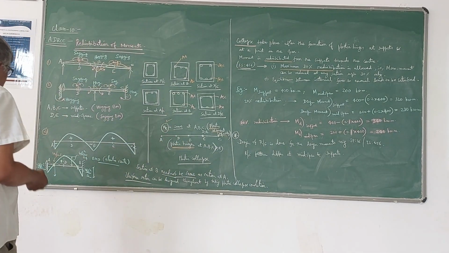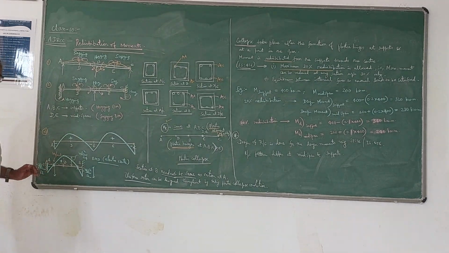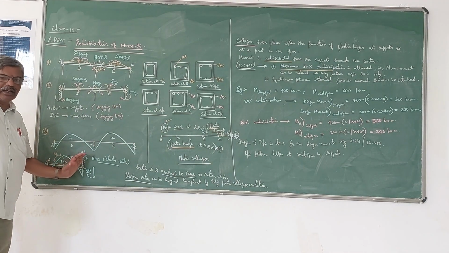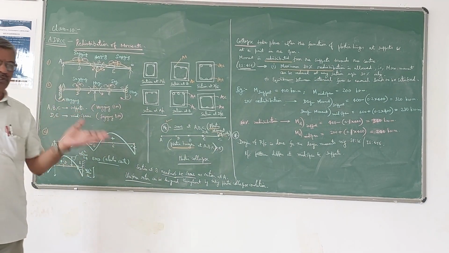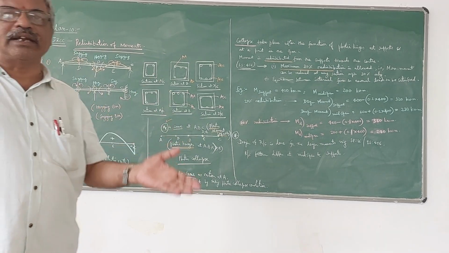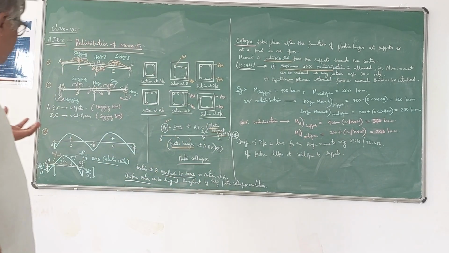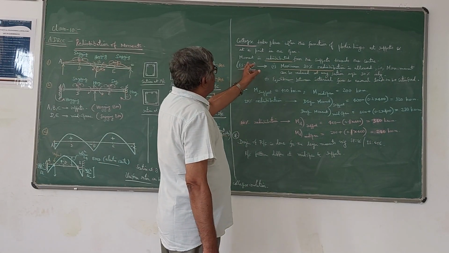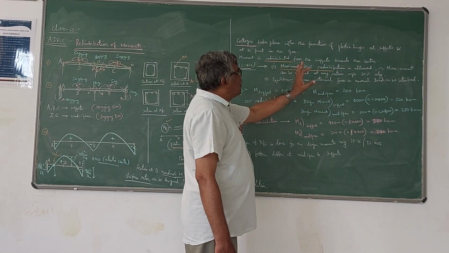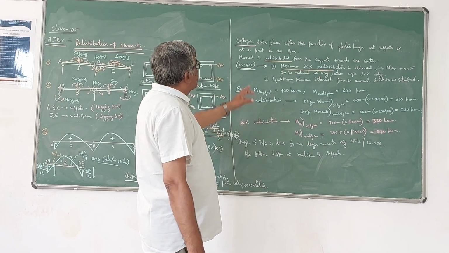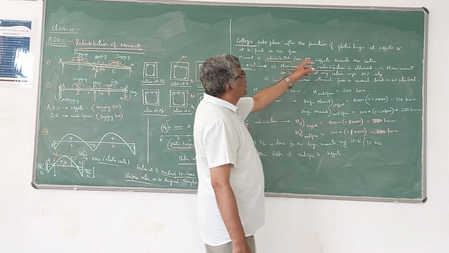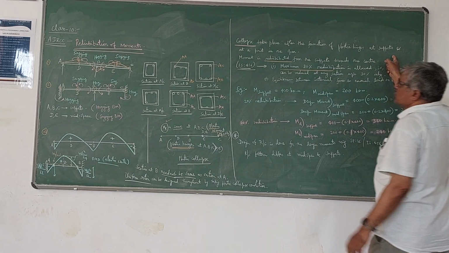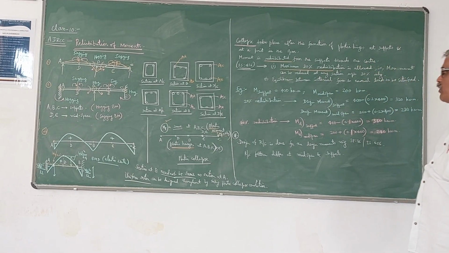What we can do is redistribute the higher moment towards the lower moment. That means from the support towards the center of the mid span, we can always redistribute the moment. That is what I have written here. So moment is redistributed from the supports towards the center. Collapse takes place after the formation of plastic hinges at supports and also at some points in the span.